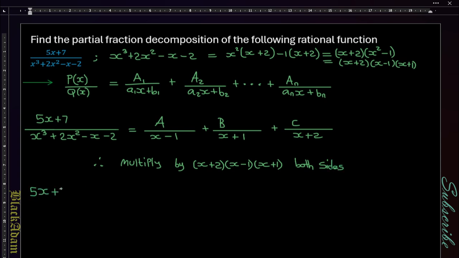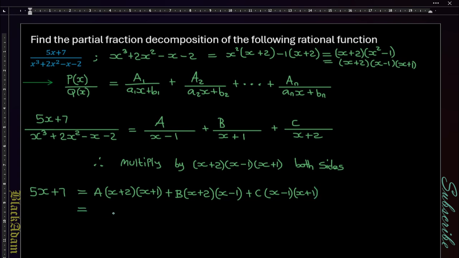So that gives us 5x plus 7 on the left, because we have all the denominator there. On the right, for a, the x minus 1 cancels, so we have a times x plus 2 times x plus 1. For b, the x plus 1 cancels, so it's b times x plus 2 times x minus 1. And for c, the x plus 2 cancels, so it's c times x minus 1 times x plus 1.